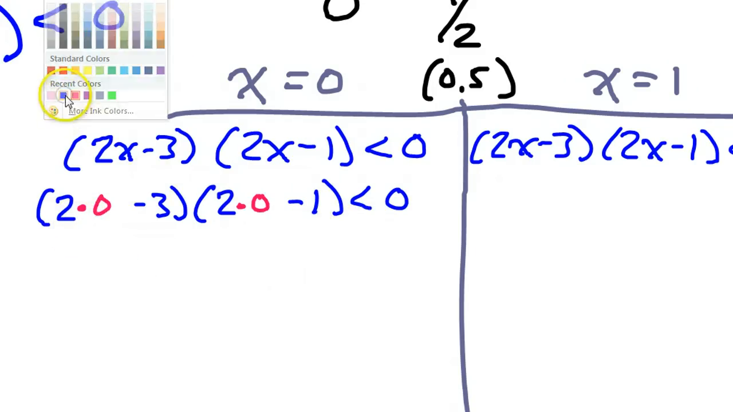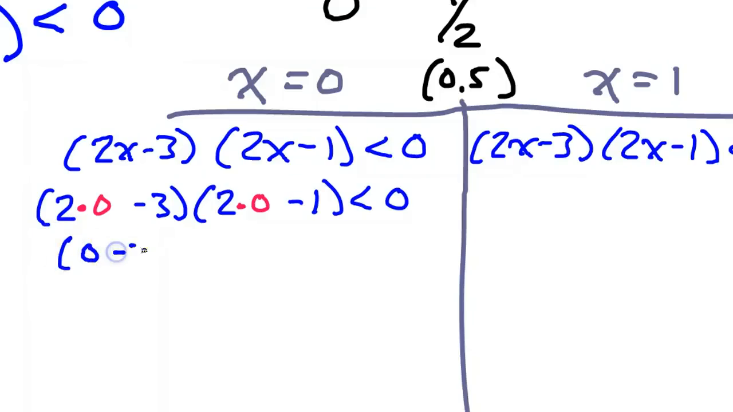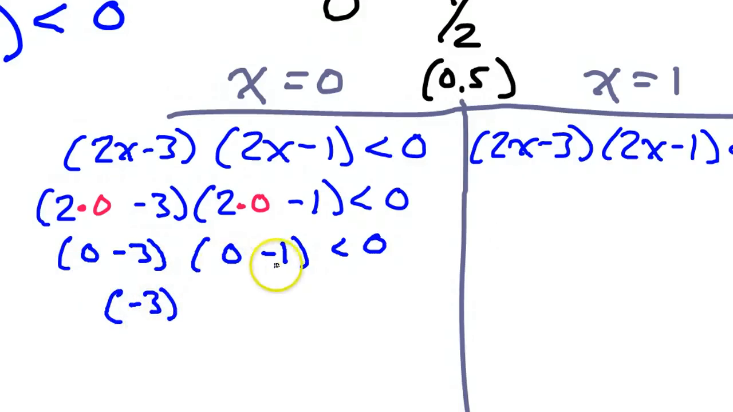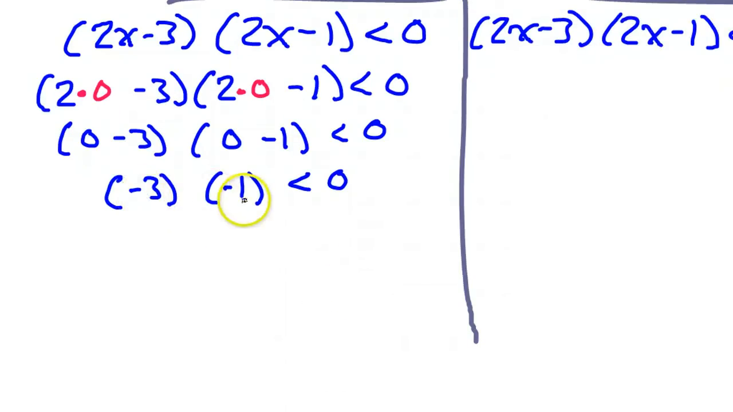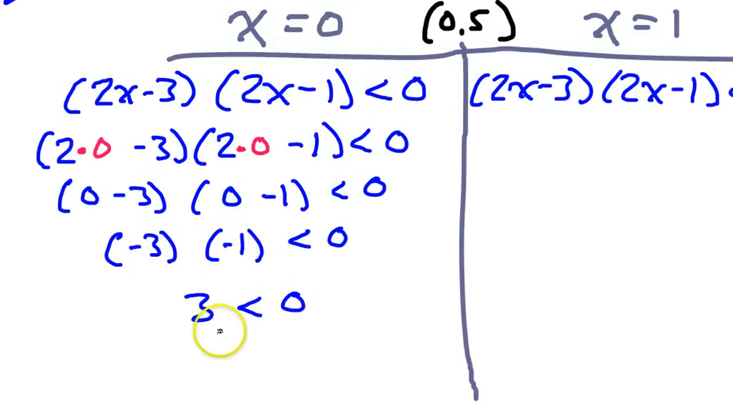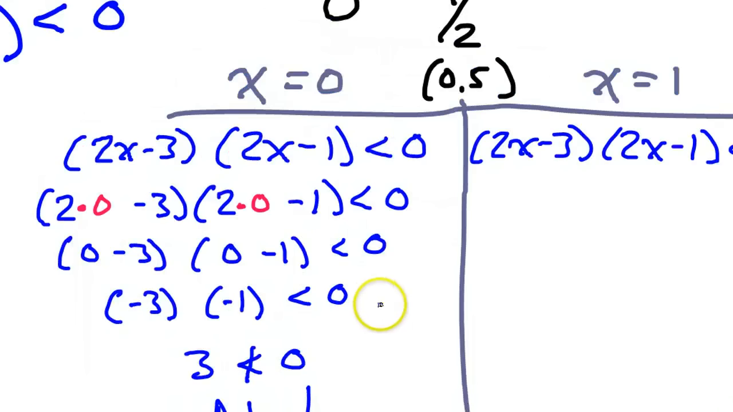So let's go ahead and evaluate. 2 times 0, of course, is 0. So I have 0 minus 3, and then 2 times 0 is 0, so I have 0 minus 1. Now 0 minus 3 is just -3. 0 minus 1 is just -1. A negative times negative is positive, so this is going to give me +3 is less than 0. Now is this a true statement or a false statement? Is 3 less than 0? No, 3 is not less than 0.